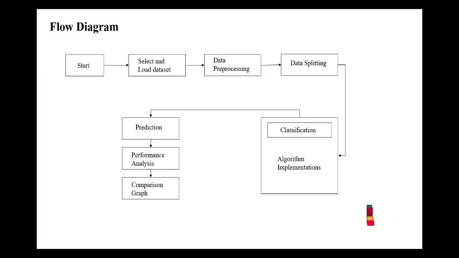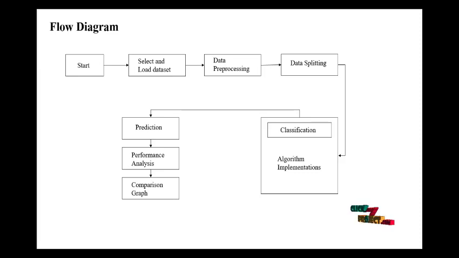Then we can split the pre-processed data into test and train. Most of the data is present in the train set and a smaller portion of the data is present in the test data set. Test data is used for prediction. Train data is used to evaluate the test data.